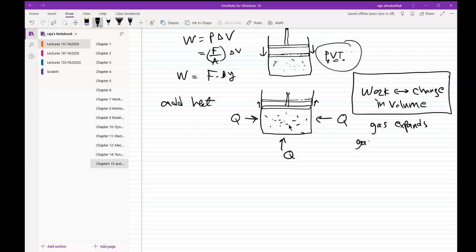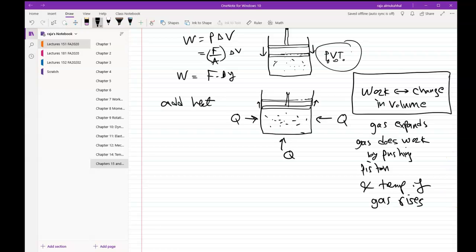Gas, as a result of that, does work by pushing the piston. See what I'm saying? And the temperature of the gas rises. You get that? Everybody understand that? Okay. These are very important processes that are happening when I add heat to the system.